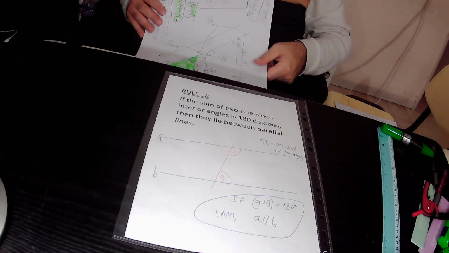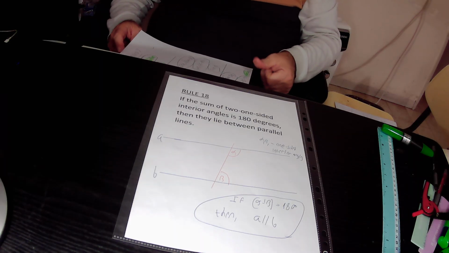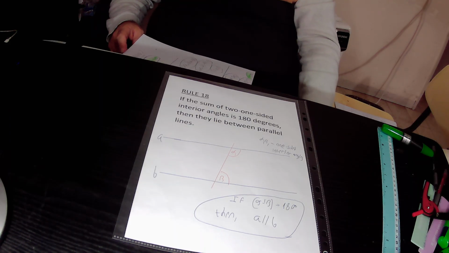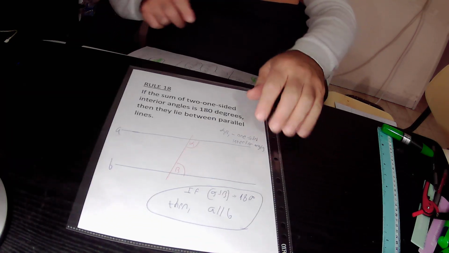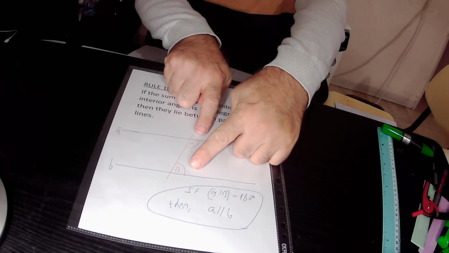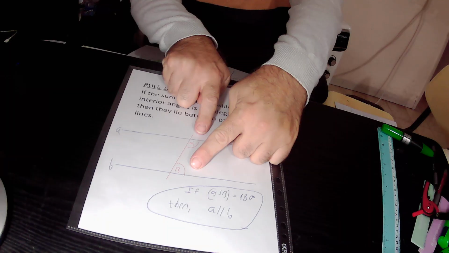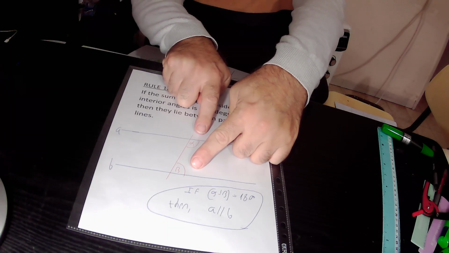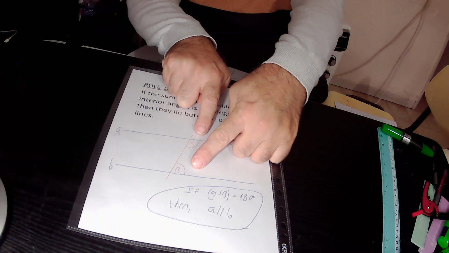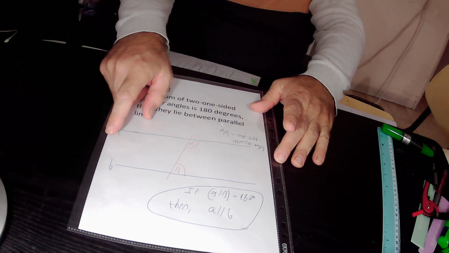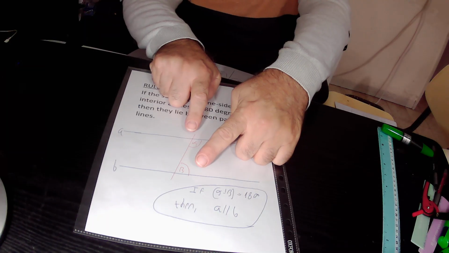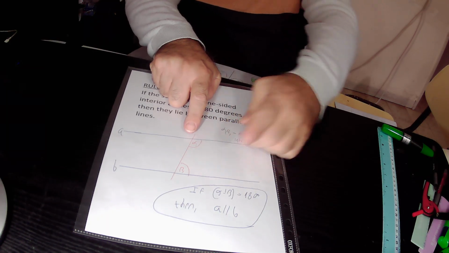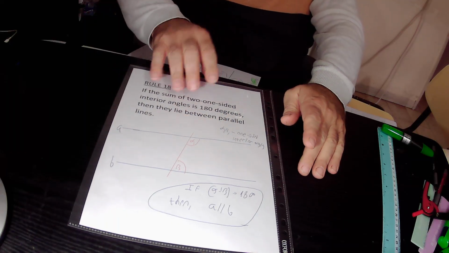According to Rule 18, if the sum of two one-sided interangles is equal to 180 degrees, then they lie between parallel lines. Those two angles alpha and beta are both defined as one-sided interangles. If alpha plus beta equals 180 degrees, then they must be located between parallel lines. That is to say, line A will be parallel to line B.